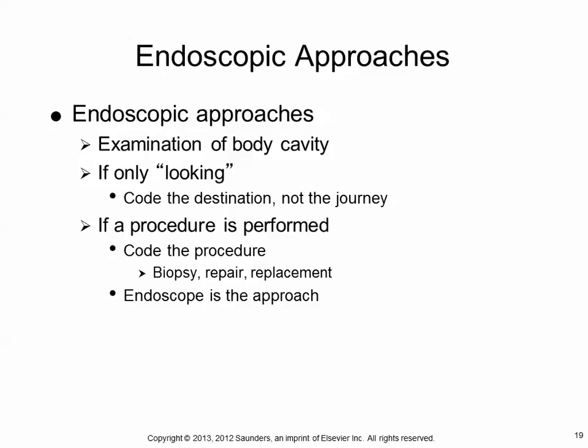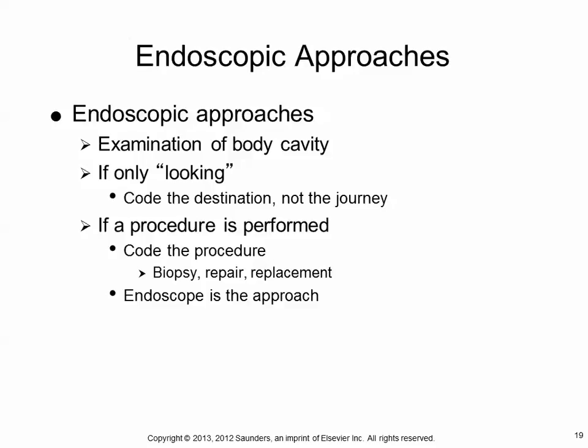All right, endoscopic approaches. That's where we're going to look in a body cavity using a great big long tube with a scope on the end of it, camera on the end. We're going to take a peek, okay? We're looking around. Now, if we're only going to look around, then we code the destination and not the journey. What does that mean? That means if we're going to do an esophagogastroduodenoscopy or an EGD, and we're going to look at the stomach, we're going to code to the stomach. We're going to code the destination, not the journey. We're not coding how we got there.